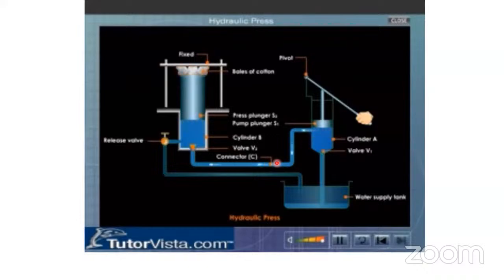Near the bottom of cylinder B, there is a tube fitted with a release valve. After the cotton is pressed, this valve is opened so that the piston of the press plunger S2 gets lowered and the water from cylinder B is released into the tank.